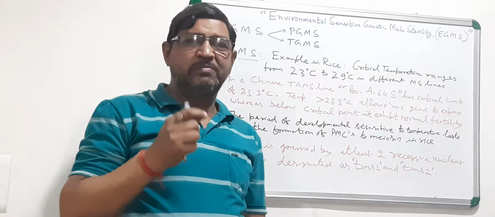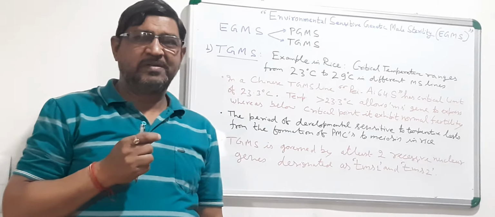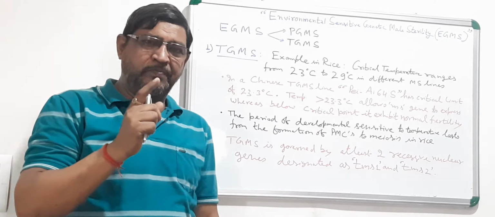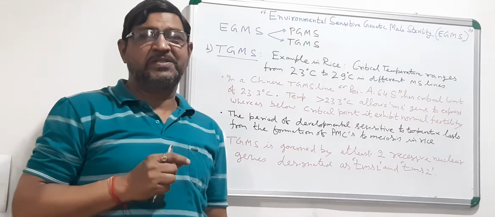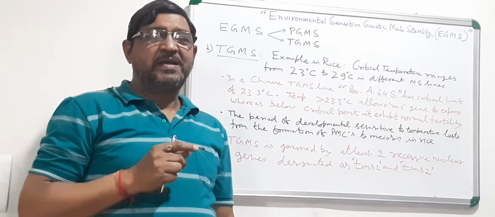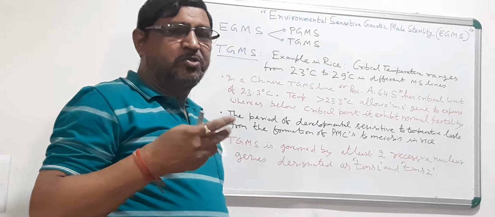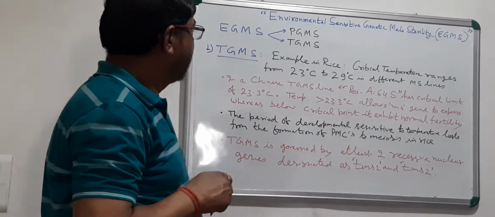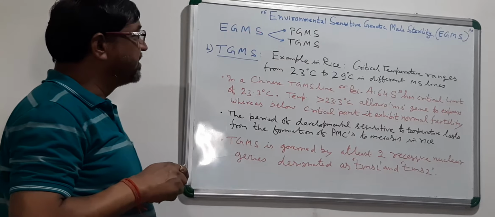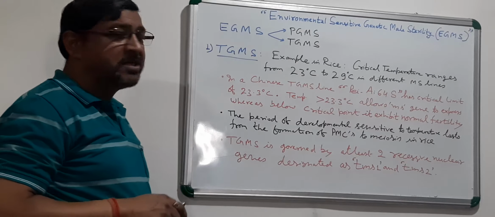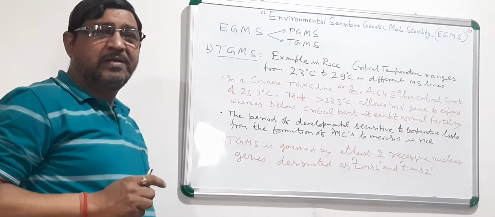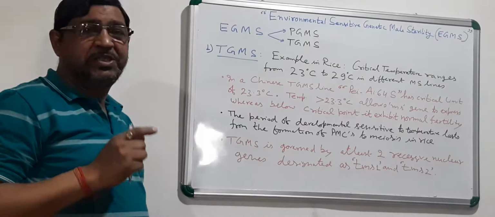Then the situation becomes environmental sensitive genetic male sterility. And particularly it has been observed in the environment. If you see, it is two types. EGMS, environmental sensitive genetic male sterility, is of two types, PGMS and TGMS.